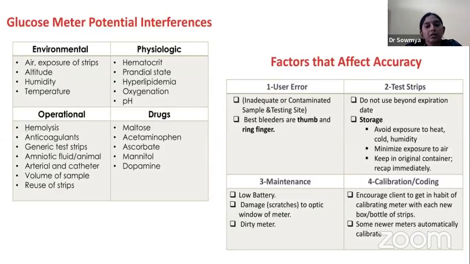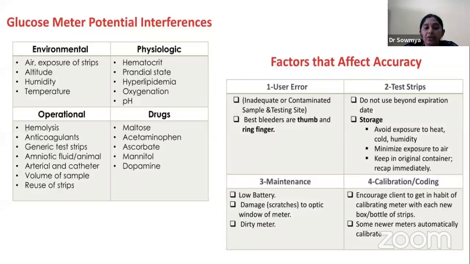First, the user error. If we take the sample inadequately or we have contaminated the sample, usually there will be an error. Usually the best bleeders are the thumb and ring finger. Coming to the test strips, as I said, environmental factors like exposure of strips to air, exposure to heat, and humidity all affect the accuracy. So we have to minimize the exposure to air. We have to do proper storage of the test strips. We have to keep them in the original container and recap immediately. And coming to the maintenance of the glucometer, whatever device we are using, if the meter is on low battery, obviously it will cause inaccuracy.